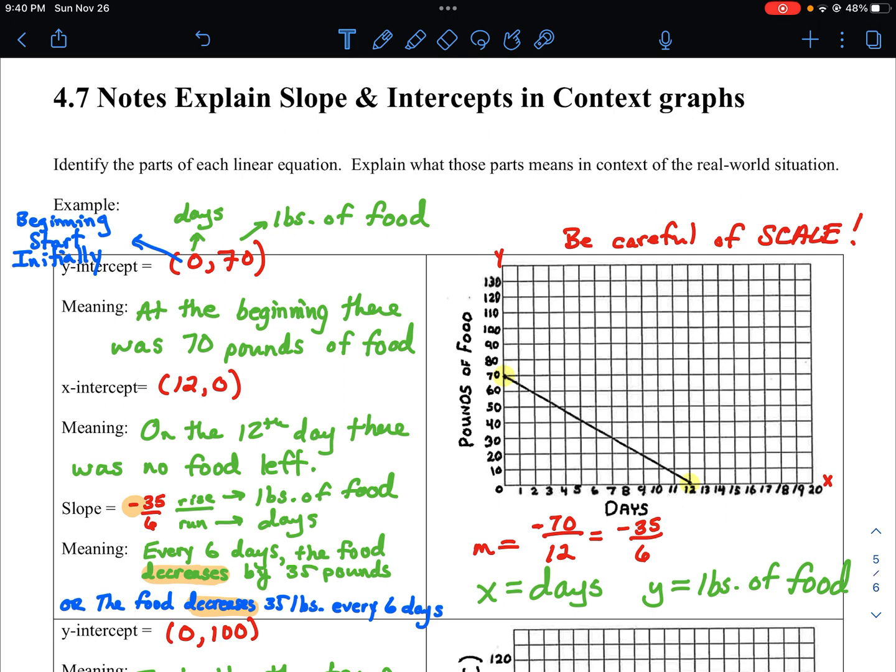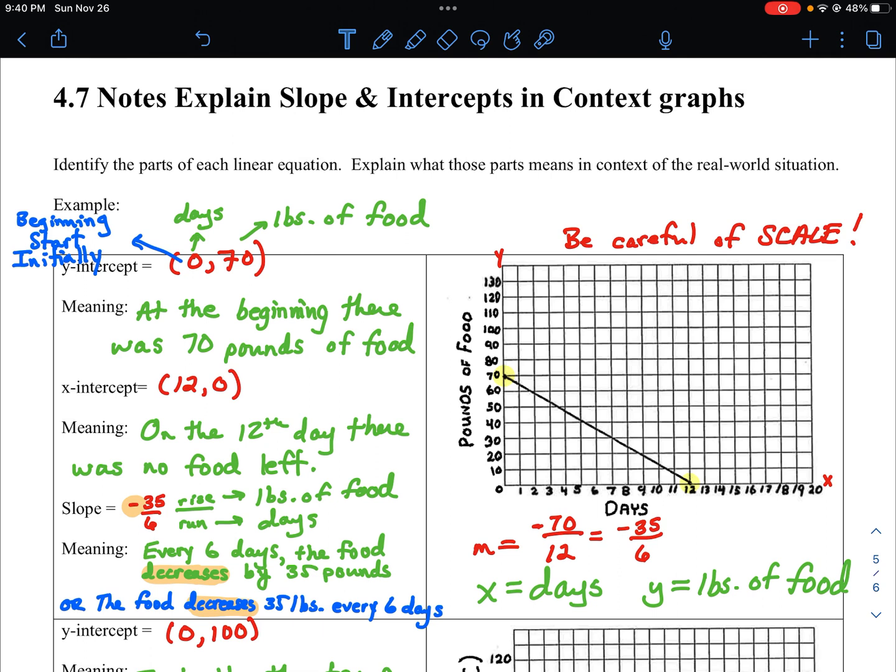So when we talk about the y-intercept over here, in red you can see I put 0 and 70 because 0 is the day and 70 is the number of pounds of food. That's how much I initially started with. So any one of those words would help me explain what's going on there. So the meaning is, at the beginning, there were 70 pounds of food. Then, when you look at the 12 on the x-axis, you write that as 12, 0. That means on the 12th day, we ran out of food, or there was no food left, or 0 pounds of food. Any one of those things.